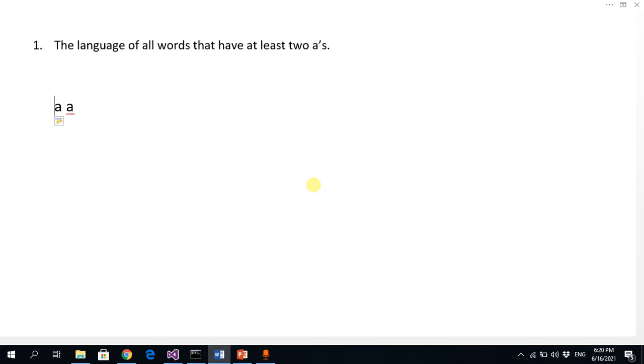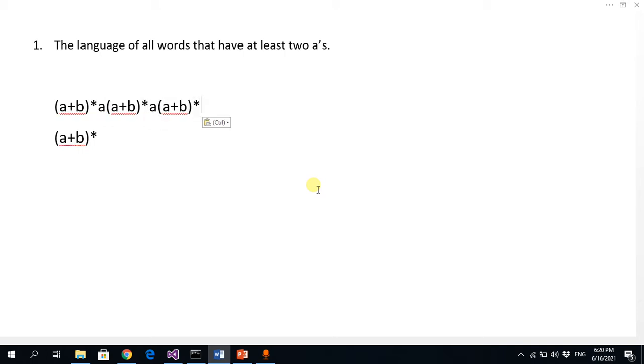So there can be anything before the first A. You can say like this: anything after the first A and before the second A, and similarly anything after the third A. So as you know, in regular expression we can represent the anything with the regular expression like this: (a+b)*. So if I replace this anything with this, then we get this regular expression. That's it.